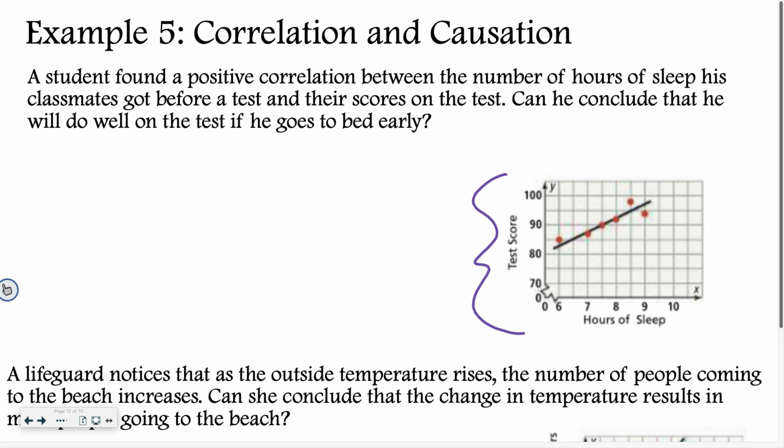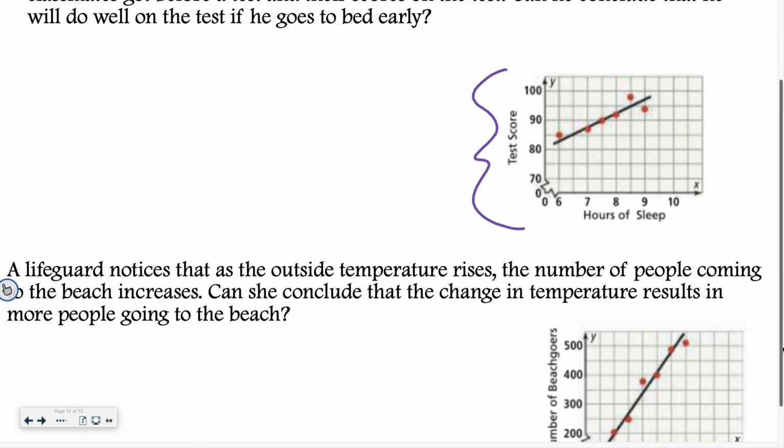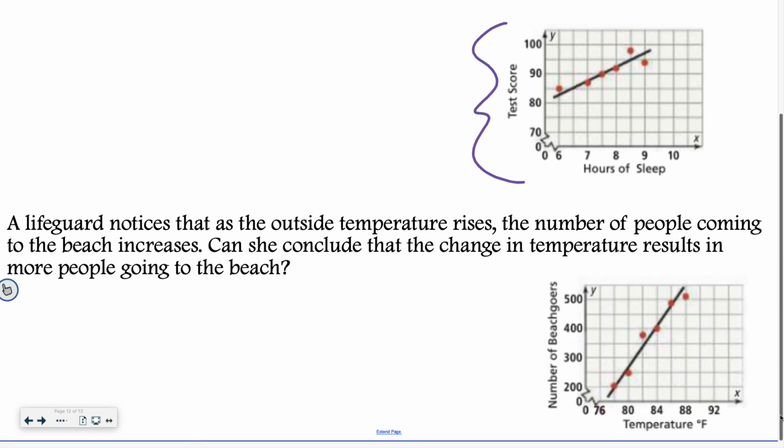In order for two things to have a causal relationship, you have to be able to control other variables that impact the relationship. So you'd have to control exactly how many hours each person studied. You'd have to make everything else consistent so that hours of sleep was truly the only thing impacting test scores. Okay. Then a lifeguard notices that as the outside temperature rises, the number of people coming to the beach increases. Can she conclude that the change in temperature results in more people going to the beach?